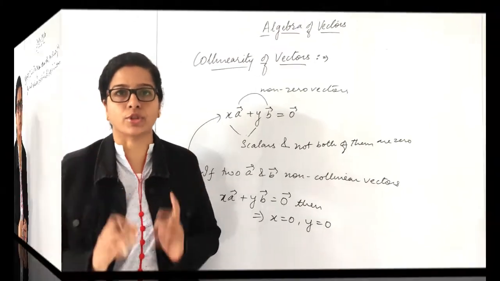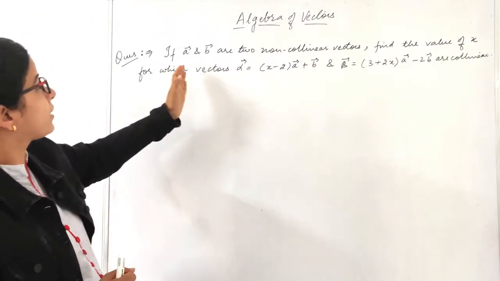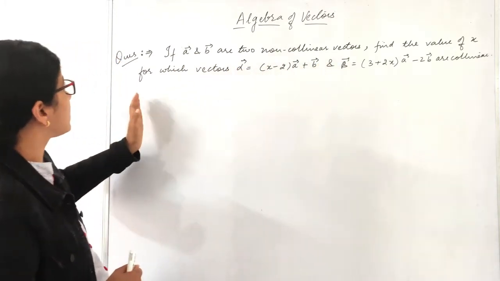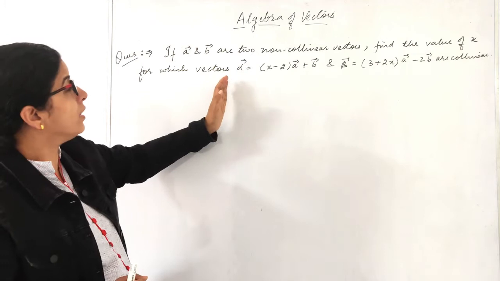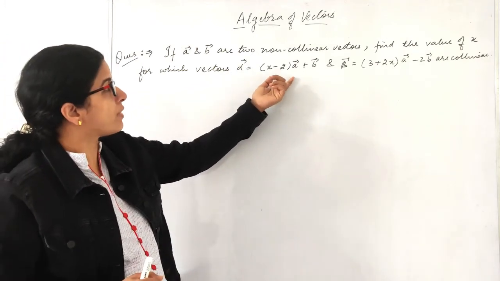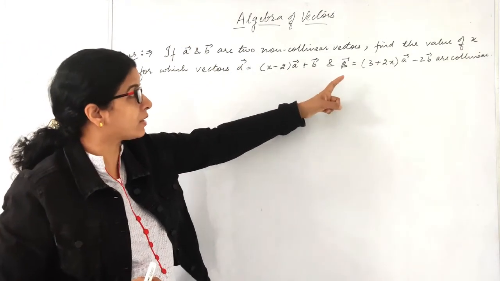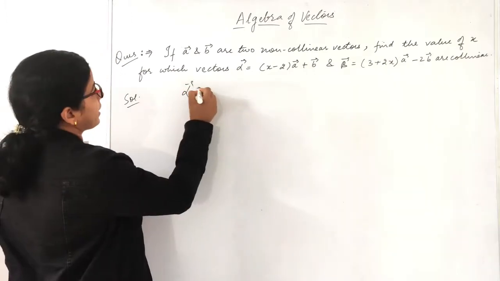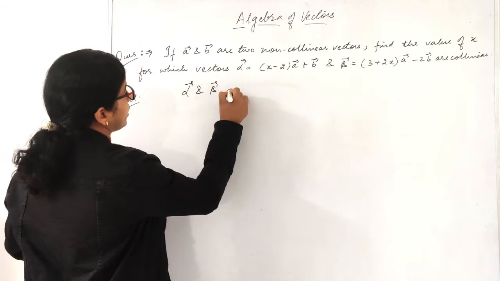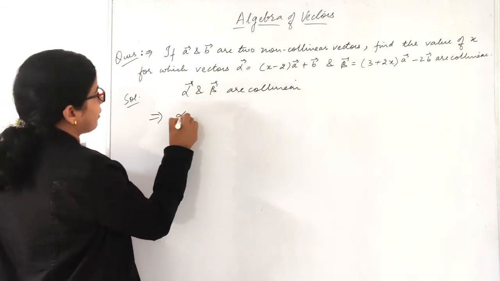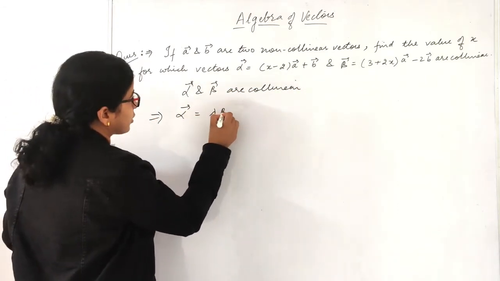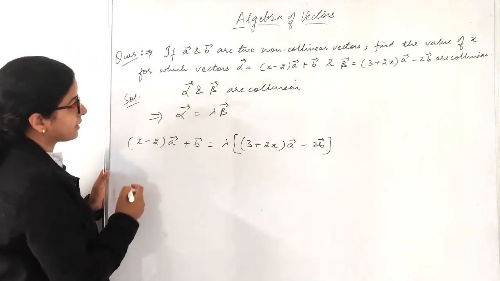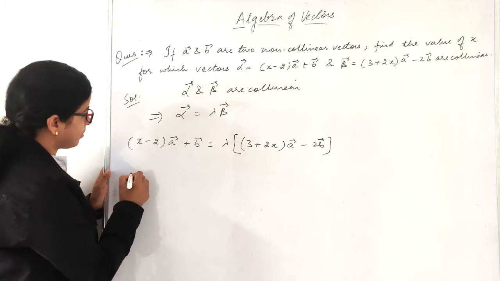Now let us solve some questions. Let us check this question. If A vector and B vector are two non-collinear vectors, find the value of x for which the vector alpha, which is (x minus 2) A vector plus B vector, and beta vector, which is (3 plus 2x) A vector minus 2 B vector, are collinear. Alpha vector and beta vector are collinear, so this implies alpha vector can be written in terms of beta vector, correct? Let us substitute the values. Now let us collect the terms to one side, of A vector and B vector.